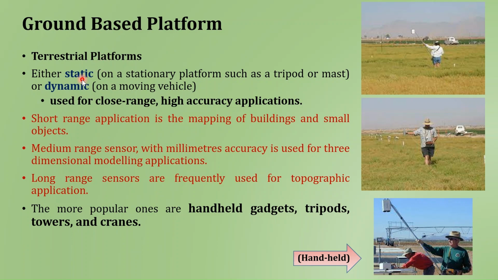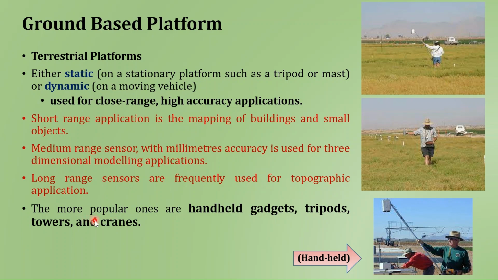These may be either static or dynamic depending upon whether the platform is stationary or a moving vehicle. These platforms are used for close range and high accuracy applications. Within the ground-based platforms, we can have different categories, like the short-range sensor, which is used mainly for the mapping of buildings and small objects. Then we have the medium-range sensors, which provide us with millimeter accuracy, and it is mainly utilized for three-dimensional modeling applications. Then we have the long-range sensors, which are mainly used for topographic applications.